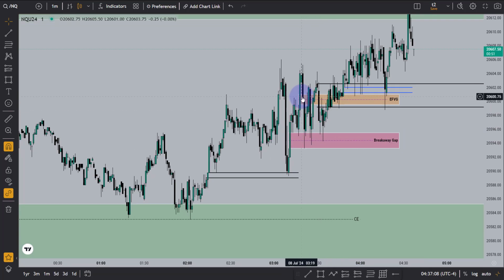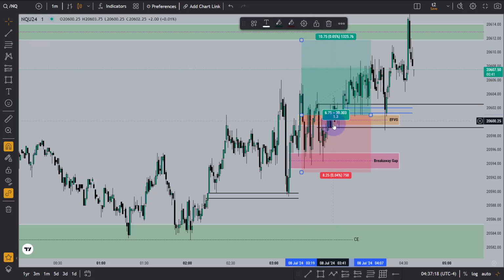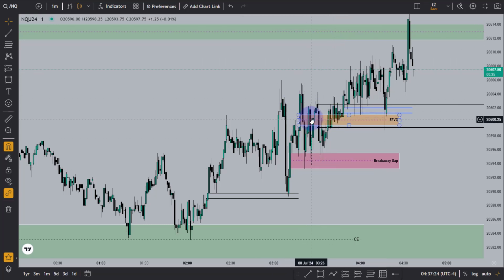Now, if you want to take your entry over here to that entry fair value gap, in that specific moment, your stop loss should cover the breakaway gap. Your target should be over there. You can see it's 1:1.3, and in this type of situation, I really don't like to take entry from the entry fair value gap, especially if I see this type of very much consolidation around that area. I'm really not interested to push my button over there.